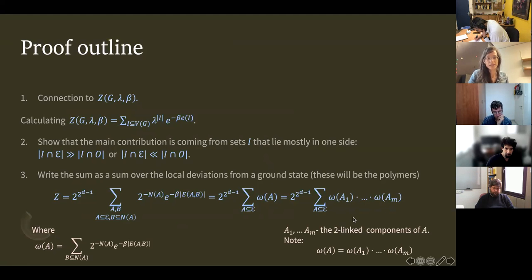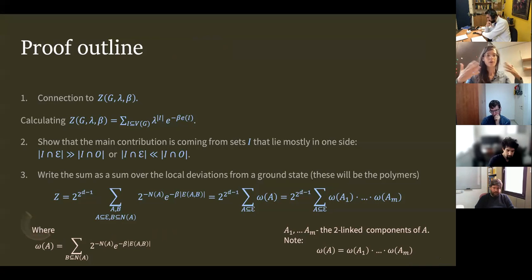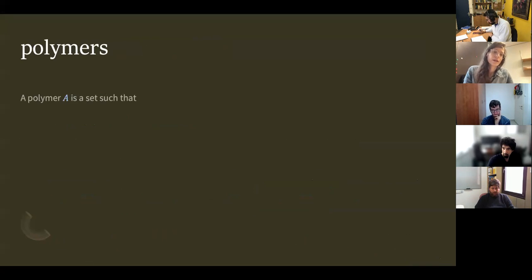This will happen if I split A into its so-called two-link components. Two-link is just, I wouldn't say it's a connected subgraph, but it's a two-connected subgraph. Because it's on one side, it cannot be connected, but I want it to be of distance two. And this is the intuition behind the definition of a polymer. So this is exactly how we want to think about a polymer. So let me write the definition of a polymer.